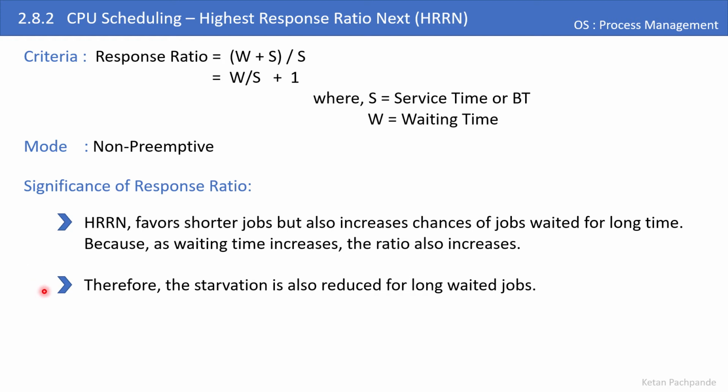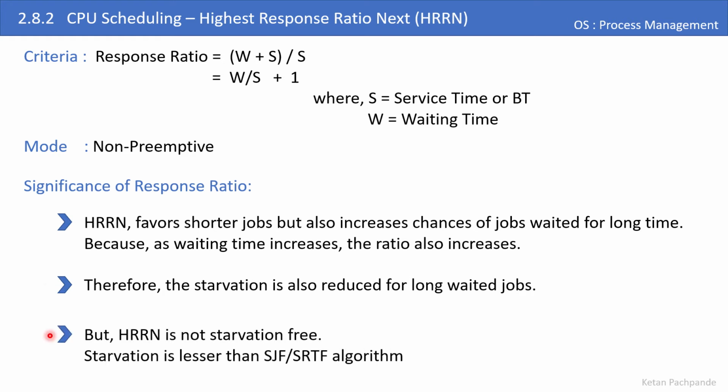With this explanation, I can say that the starvation is also reduced for those longer jobs which have waited for a long time. But remember that HRRN is not 100% starvation free. Why? Because let's say if the shorter processes keep on arriving after each time unit, then they will be favored. Now in that case, longer processes will still starve. But certainly, as compared to the previous algorithms, that are SJF and SRTF, the starvation is reduced to some extent.